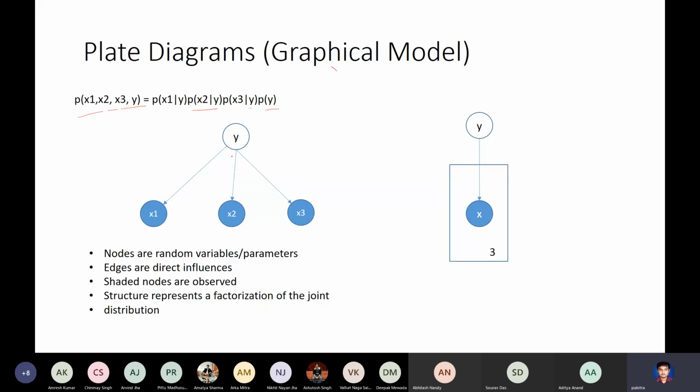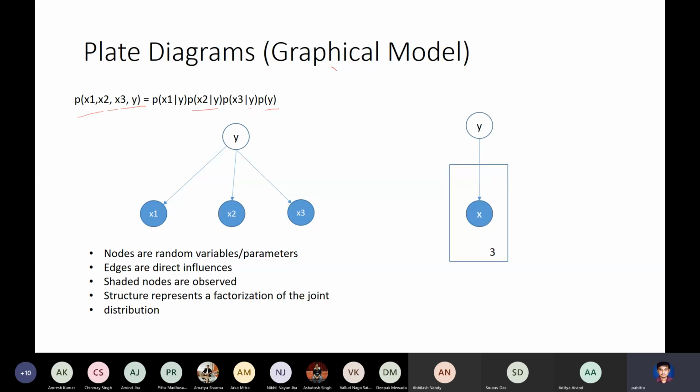If there is only a direct dependence like this, you can do a factorization like this. And this graphical model is nothing but a visualization of this factorization. It's just a visualization of this factorization, right? So this is what a graphical model means.